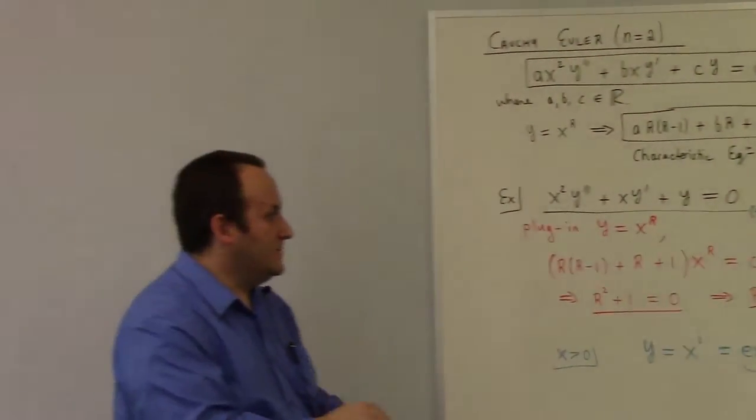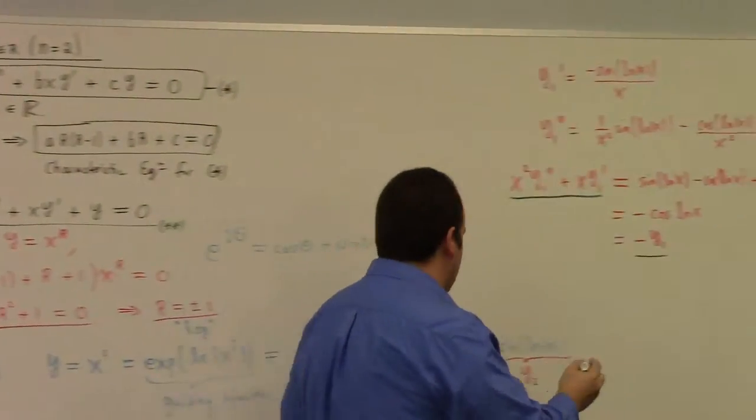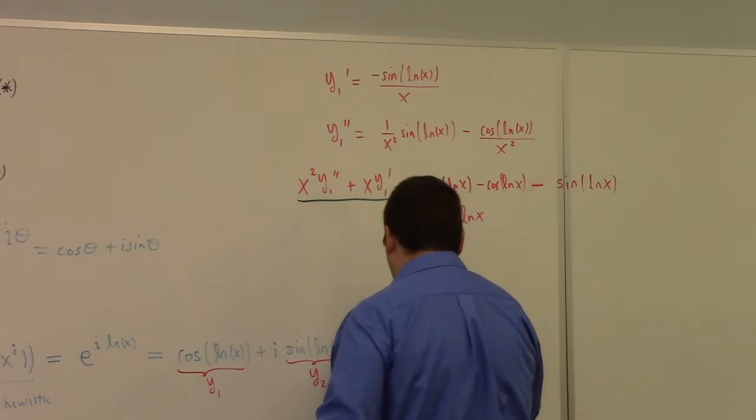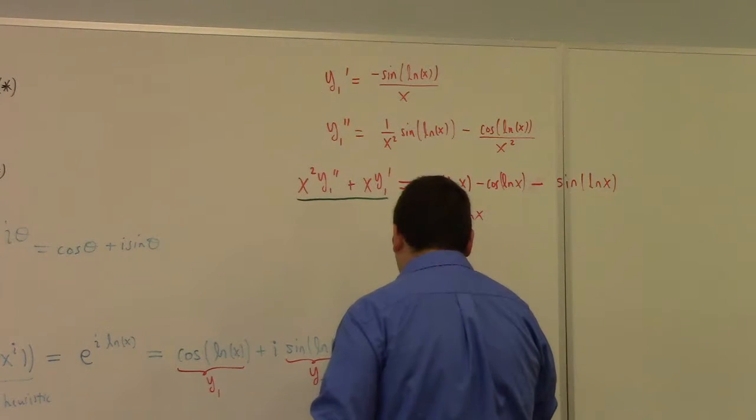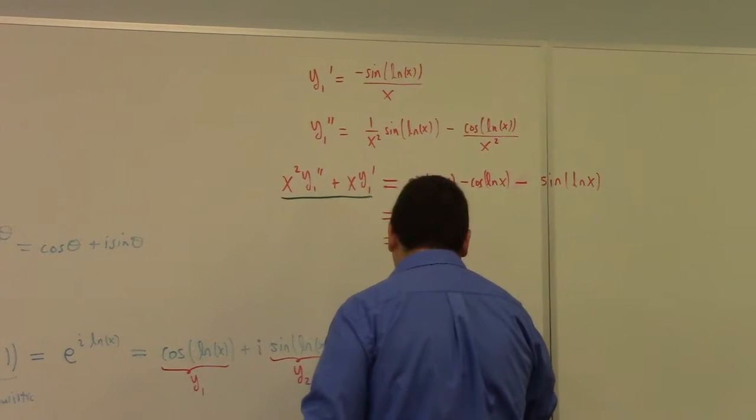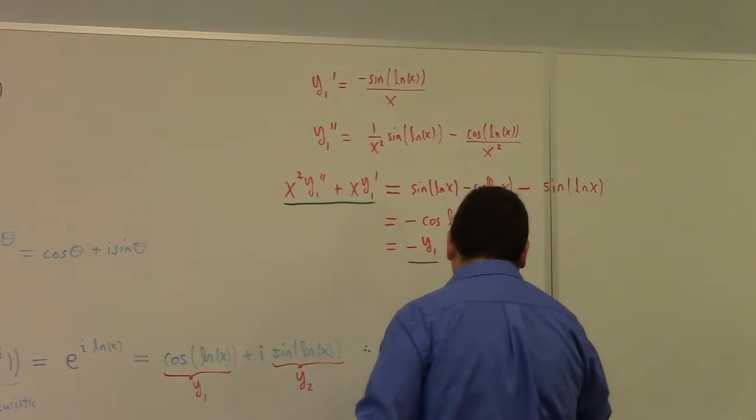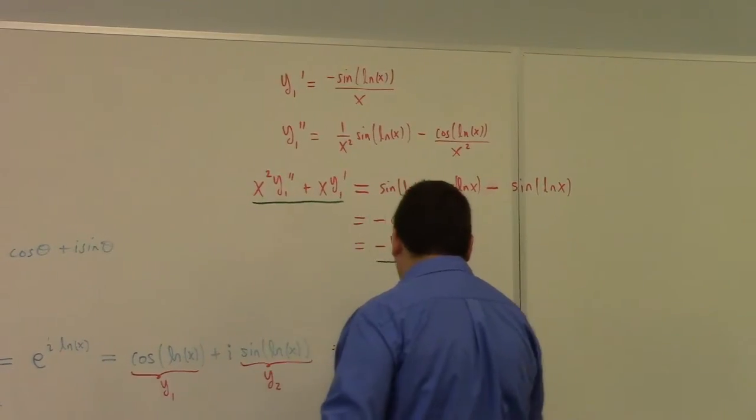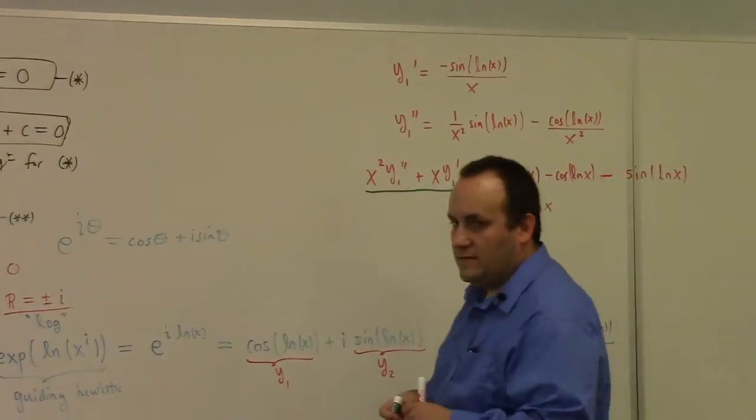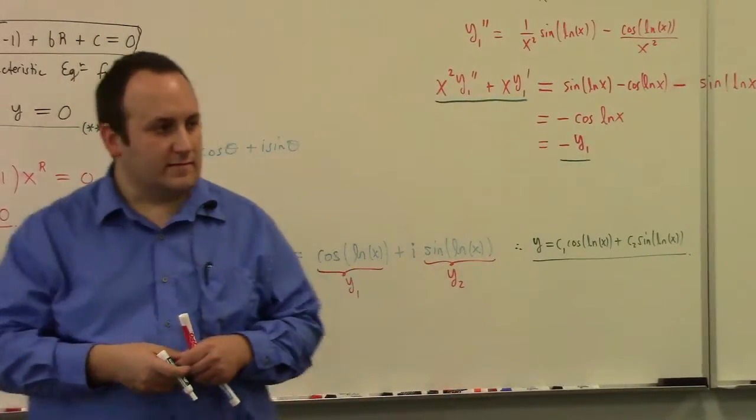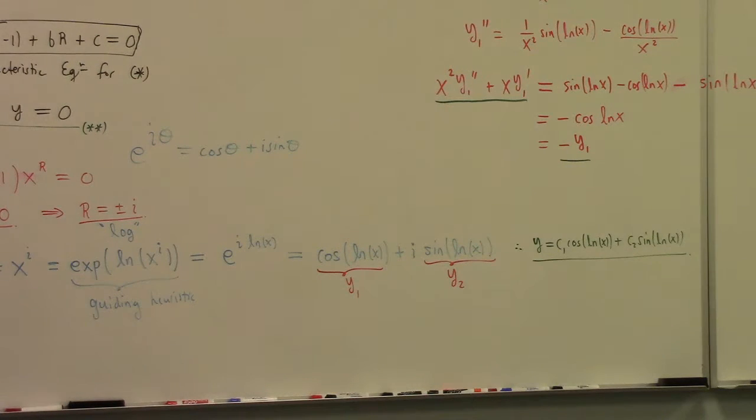So what's the solution then? Getting to it, therefore, y equals c1 cosine log x plus c2 sine log x is the general solution, going back to the fundamental existence and uniqueness stuff we talked about, right? If we have two linearly independent solutions, we take a linear combination of them. That forms the solution to the homogeneous problem.